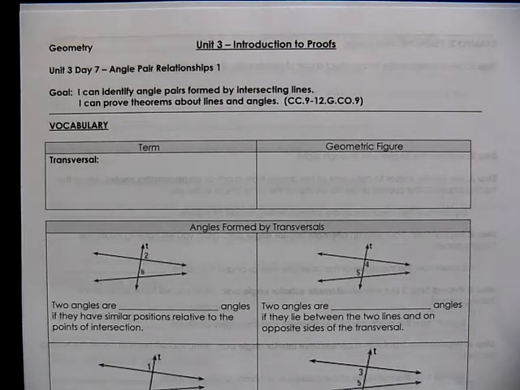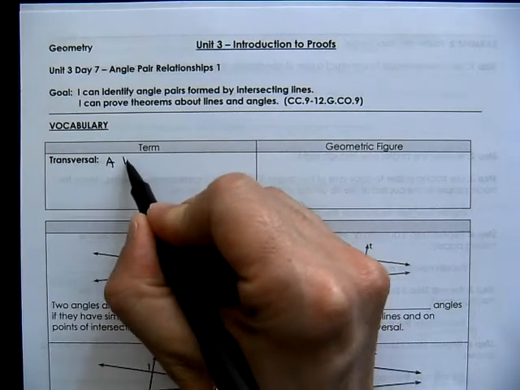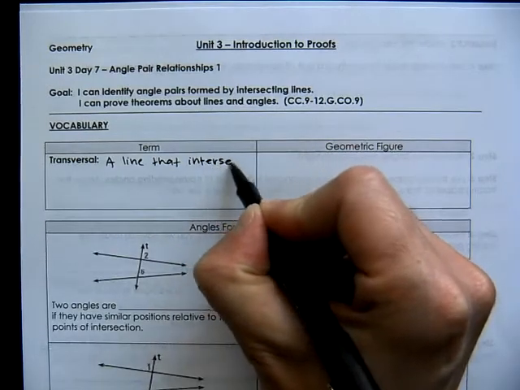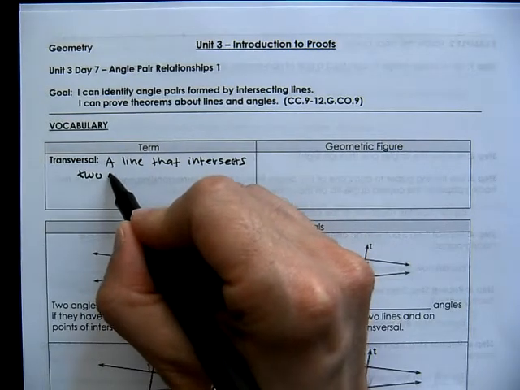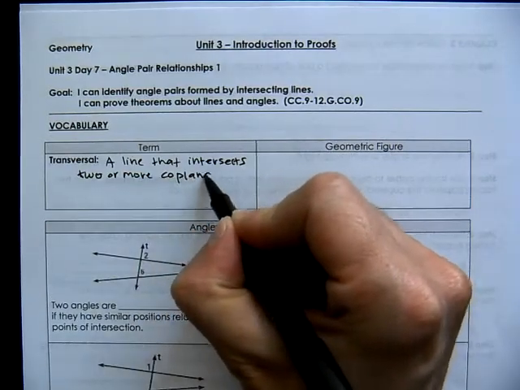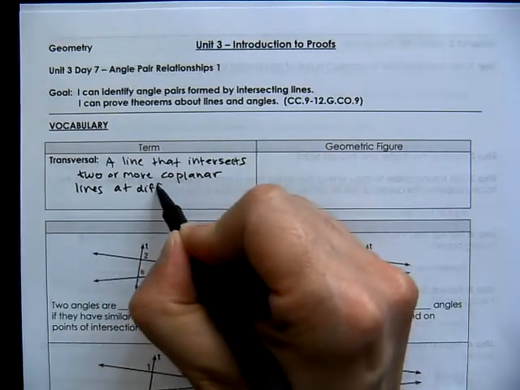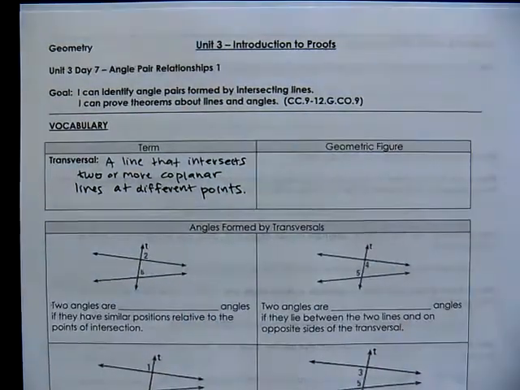Alright, so first of all, in order to create these angle pairs, we're going to be drawing a transversal, and that's what we'll start off with. So a transversal is a line that intersects two or more coplanar lines at different points. A transversal is a line that intersects two or more coplanar lines at different points.